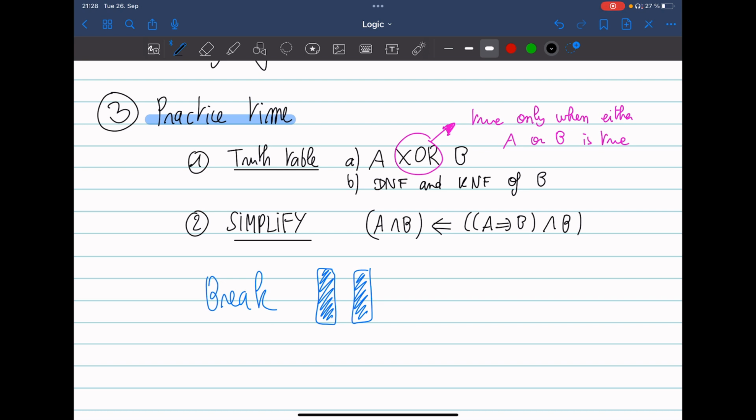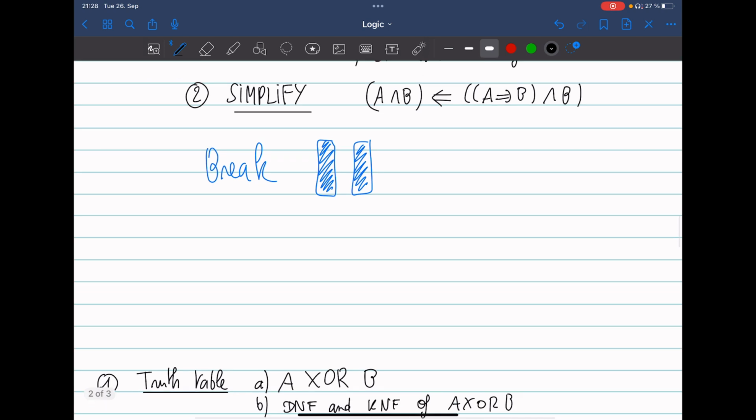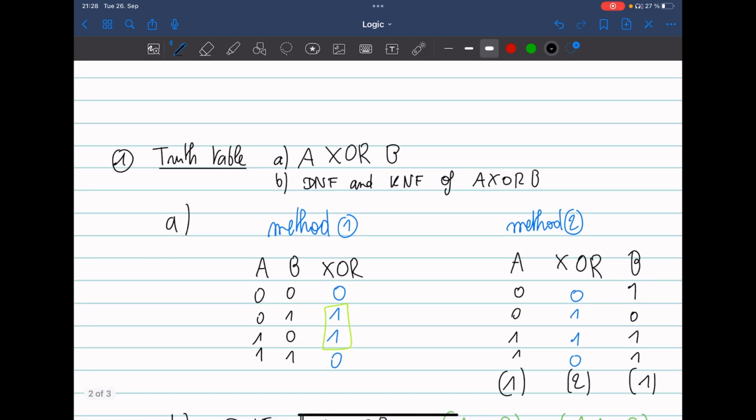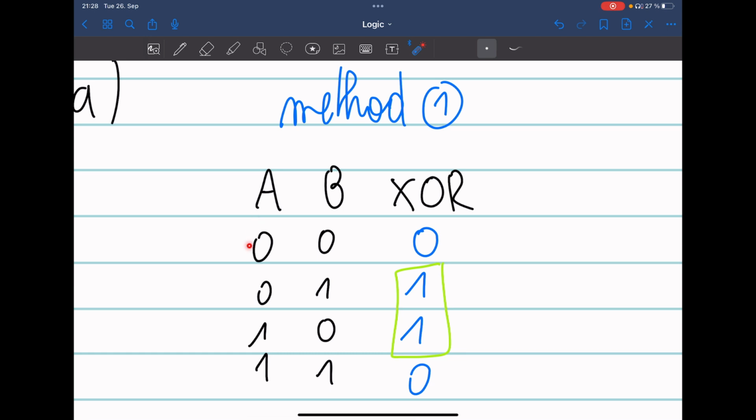Okay, I hope you did the exercise. Let's correct them. Here we have a truth table for A XOR B. So there are two methods, which are actually really similar. The first method is you write A, B, and XOR at the end. So A is false, A is true, like that. And then you have XOR. XOR is true only when there is exactly one true here. So here false, 1, 1, 0.